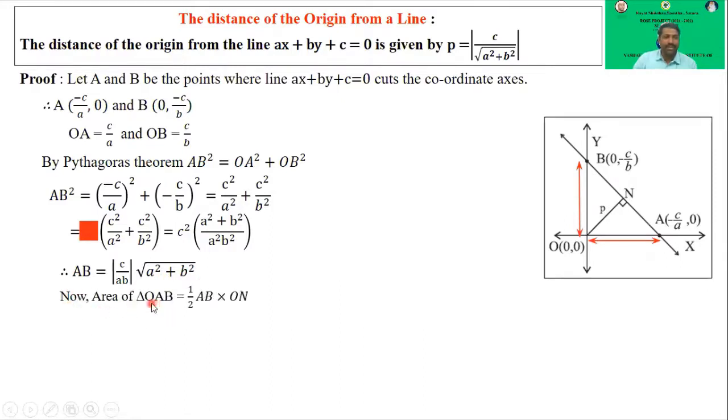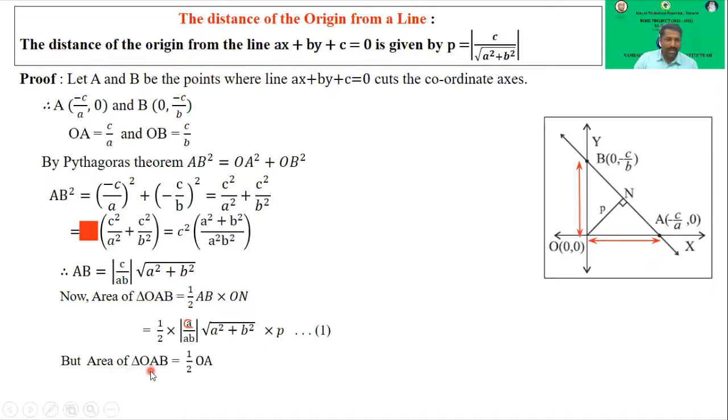Now the area of triangle OAB. This is a right angle triangle, and the area of a triangle is half times base into height. So here the area of triangle OAB is half times base AB into height ON, that is half, AB is what we have just calculated, c root a square plus b square upon ab, into p.